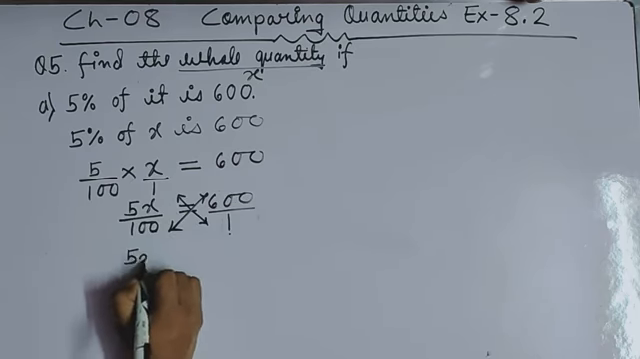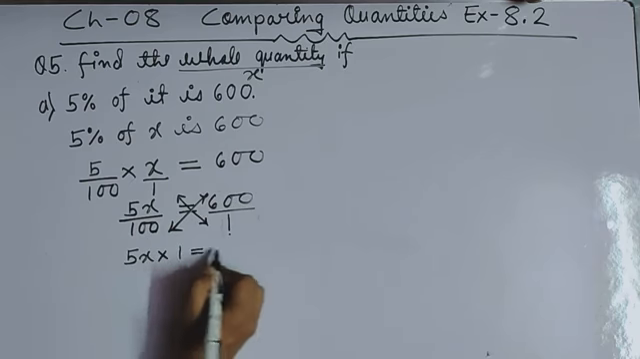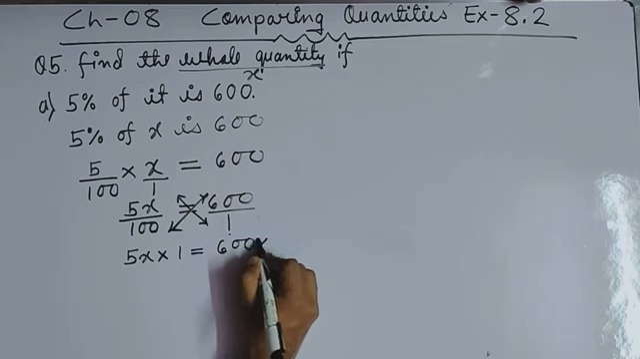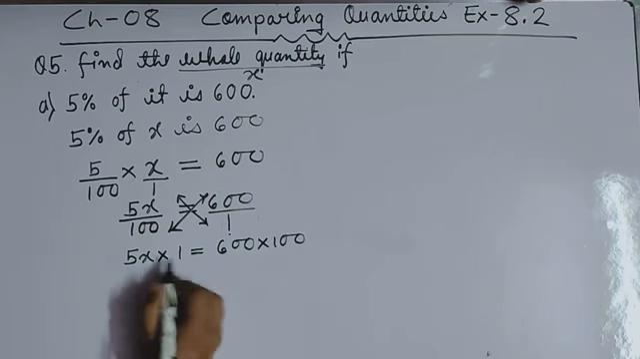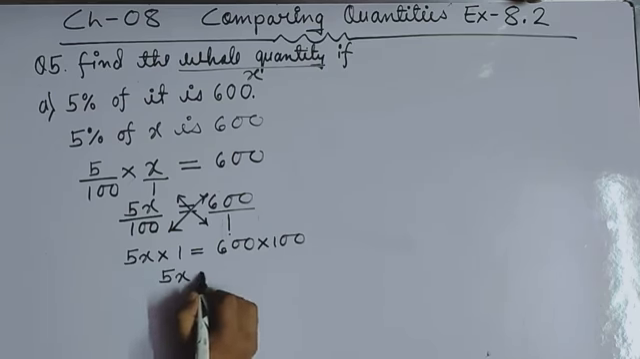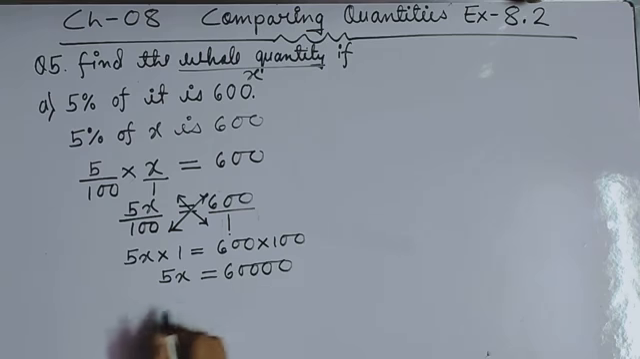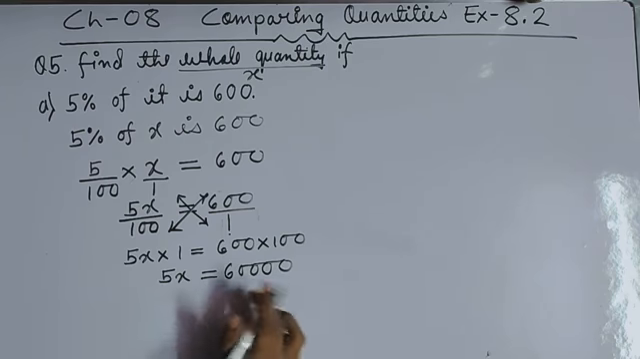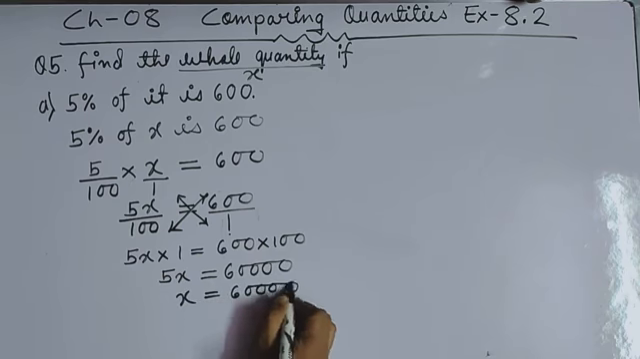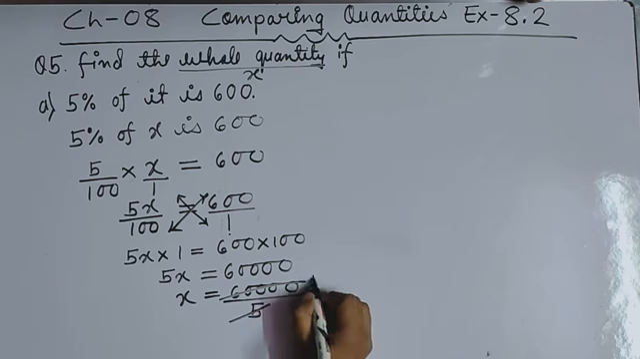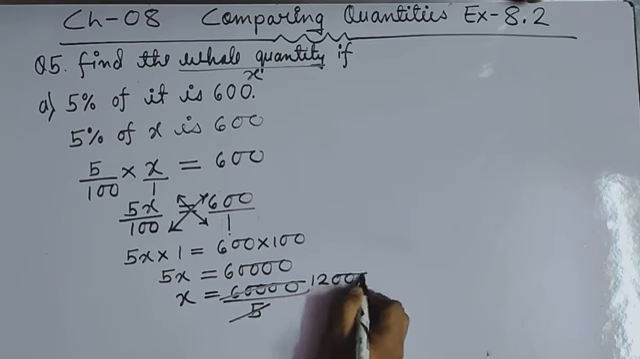This becomes 5x multiply 1 equals to 600 multiply 100. So 5x multiply 1 is 5x only, and 600 multiply 100 gives you 60,000. Now 5x is equal to 60,000. So x is equal to 60,000 divided by 5. If we divide 60,000 by 5, how many times will it go? 12,000 times.